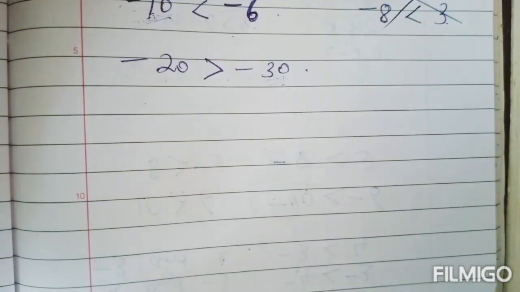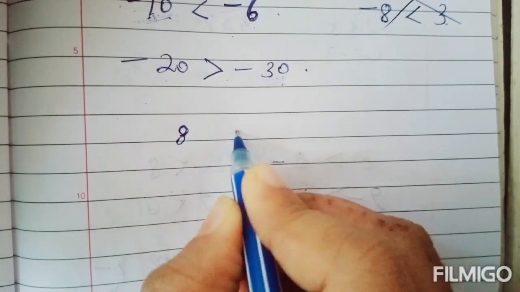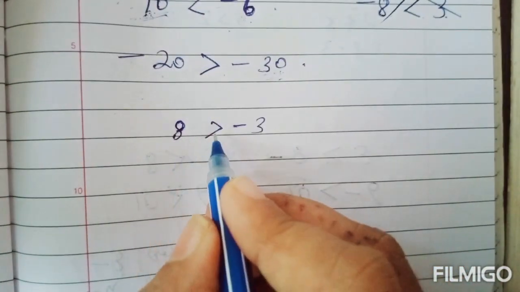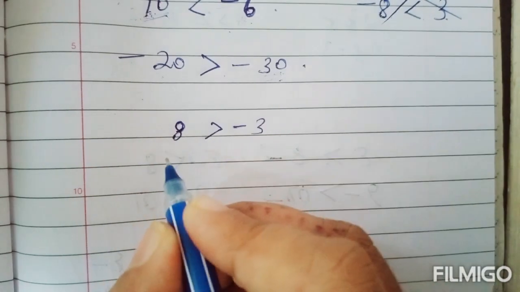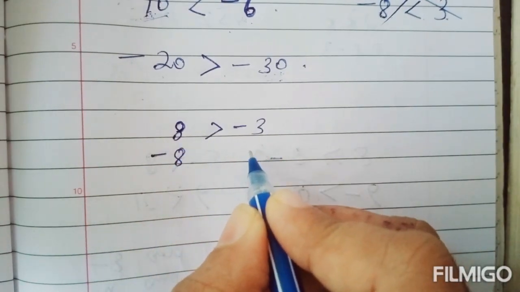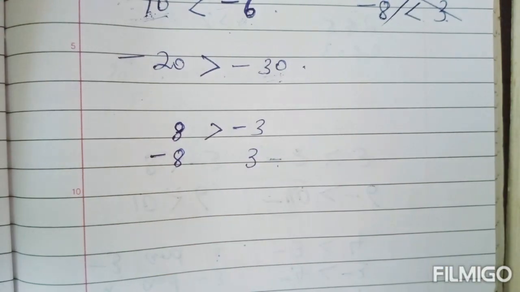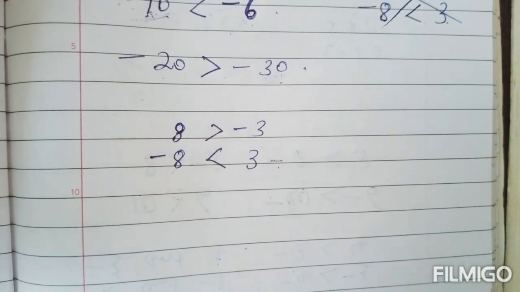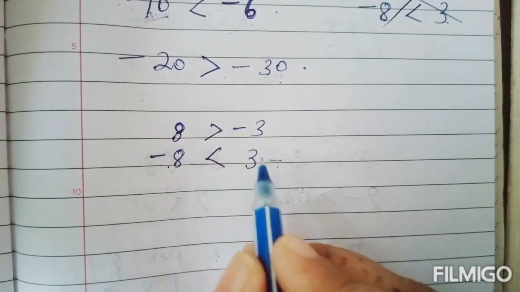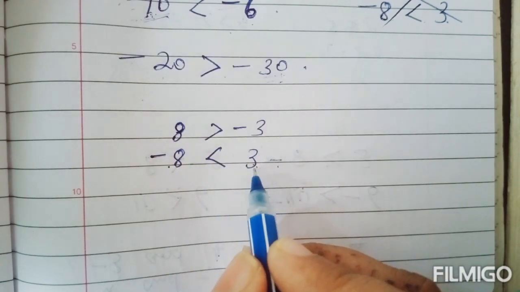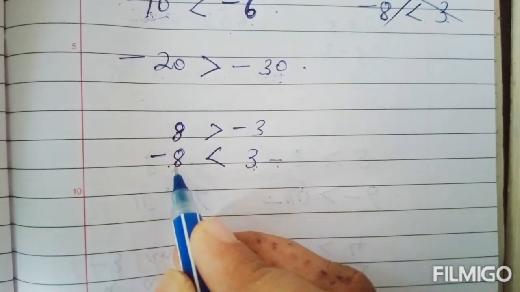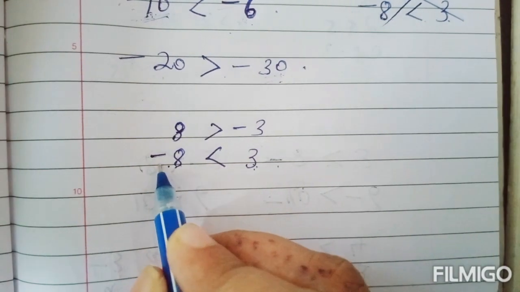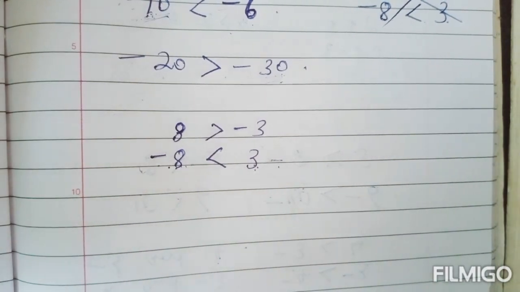Let us take another example, 8 and minus 3. We know that 8 is greater than minus 3. A positive number is greater than a negative number. But in the case of minus 8 and positive 3, what will come? Minus 8 will be less than 3. On comparing a negative integer and a positive integer, the positive integer will be greater, or the greater the integer, the lesser will be its negative. That also we can use here. 8 is greater, but negative 8 will be the lesser number.